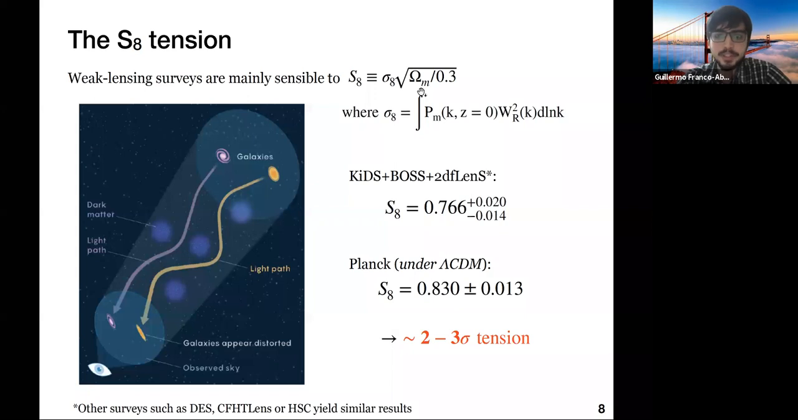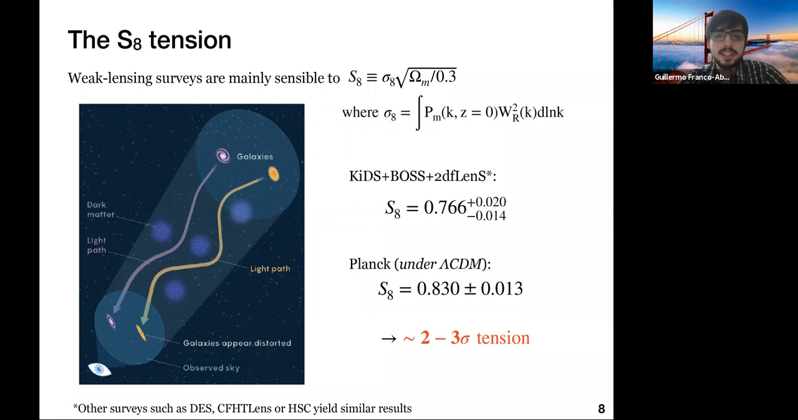This distribution of matter is well captured by this parameter combination that we call S8, which is given by this expression, where Omega_m is the abundance of matter in the universe, and sigma_8 is giving us the amplitude of matter fluctuations on a scale of 8 megaparsec. So this sigma_8 parameter is essentially telling us how clustered the galaxies in the universe are.